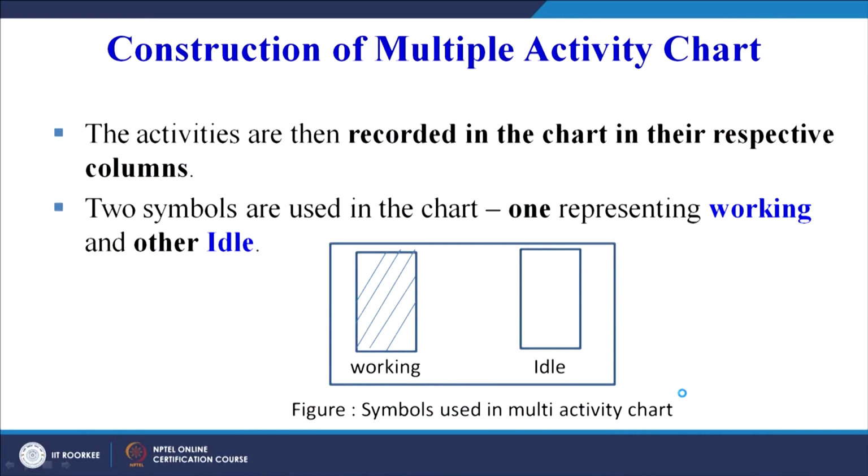The activities are then recorded in the chart in their respective columns. We have a respective column for the man and a respective column for the machine. For the machine we will record what it is doing when it is working, when it is idle, and the time for which it is idle. All that will be recorded on the bar representing the machine. Similarly, on the bar representing the man, we will record what the man is doing.